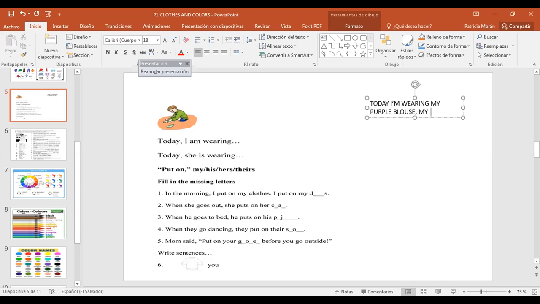My glasses. And my brown pants. Okay? This is me. Eso es como yo estoy vestida hoy, ¿verdad? Today I'm wearing, and I'm saying what I'm wearing today.